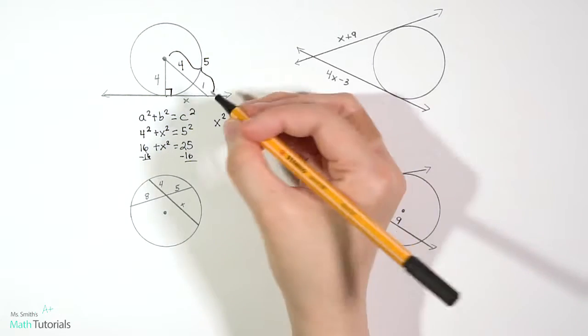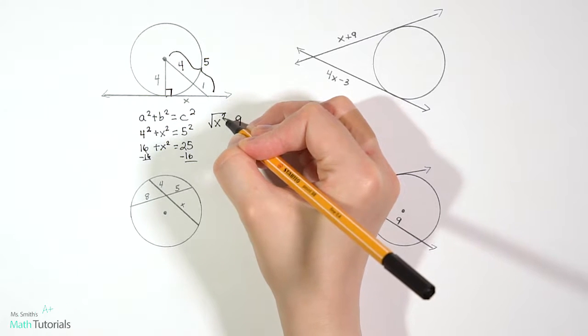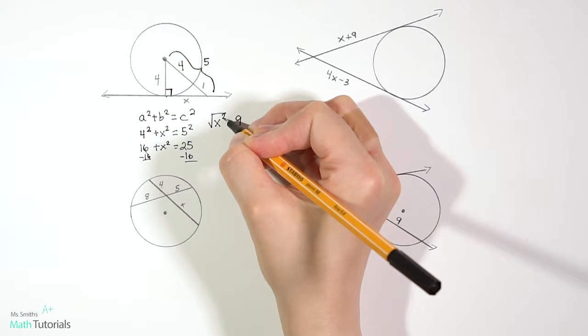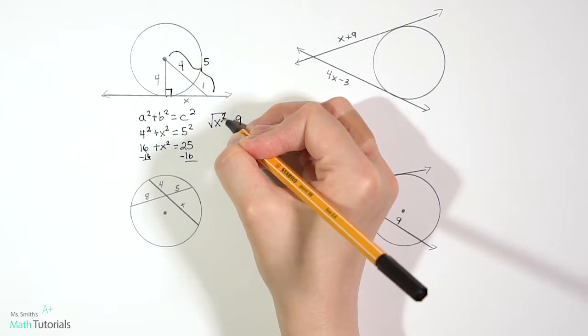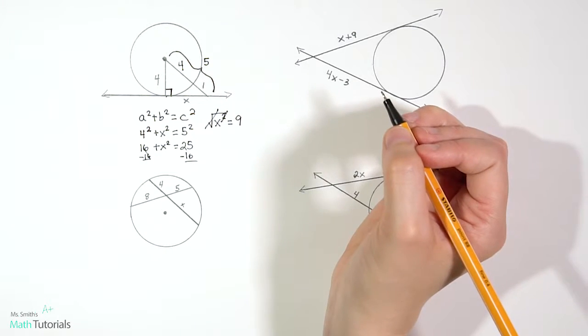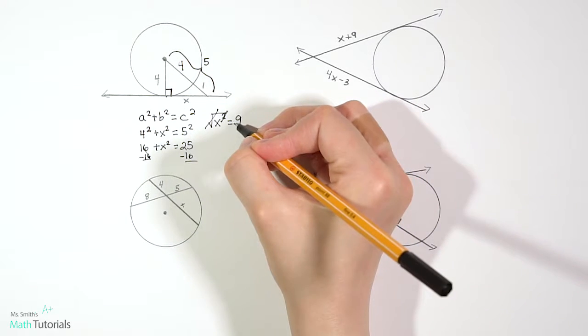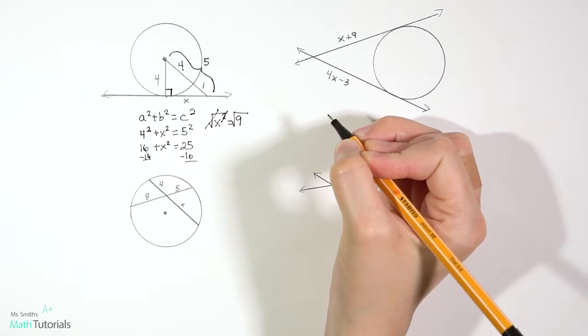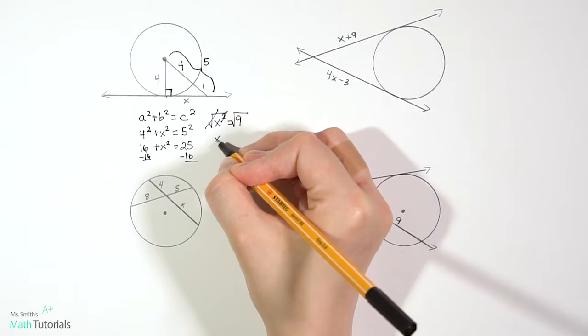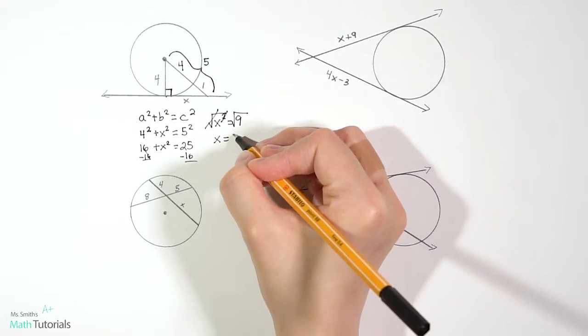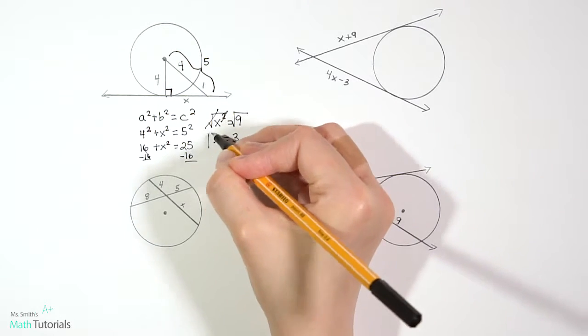And we want to get x alone, so that means we need to take the square root, right? How do we get rid of a square? We take the square root. So that cancels out the square and cancels out the square root. And what we do to one side, we have to do to the other. So we're left with just x equals the square root of 9, which is 3.